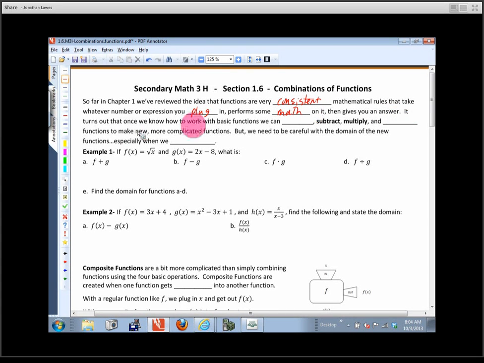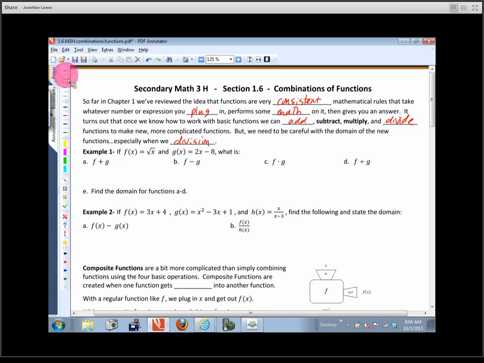Well, it turns out once we know how to work with basic functions, once we've got the basic idea of how functions work, we can add them, we can subtract them, multiply and divide them, and we're going to get some new, probably more complicated functions. The only thing that we need to be careful of when we're adding, subtracting, multiplying, or dividing is we've got to be careful when we do division. Got to be careful that we haven't introduced any domain issues. So domain's going to be a big deal with these.